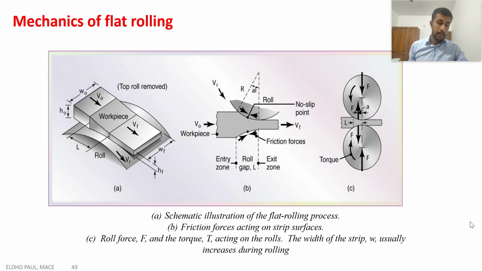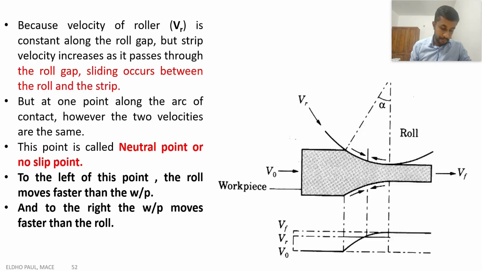This lecture is actually the continuation of the last lecture. In the last lecture, we discussed the mechanism of the flat rolling process. So in the last lecture, we discussed the variation of velocity of metal flow.